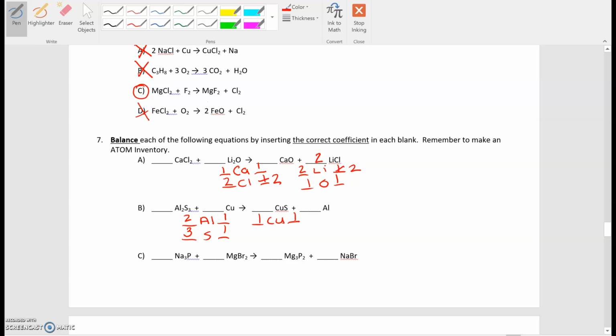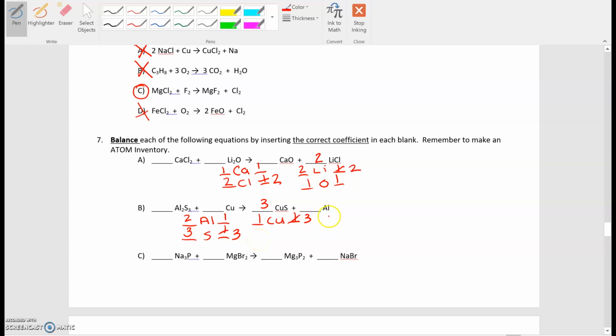So to balance this, I can see that I would need to have a coefficient of 3 in front of the copper 2 sulfide, because that's 3 times 1 sulfur, which is 3. But copper is also part of that compound, so you do 3 times 1, which is also 3. So your sulfurs are balanced, but the copper and aluminum still are not.